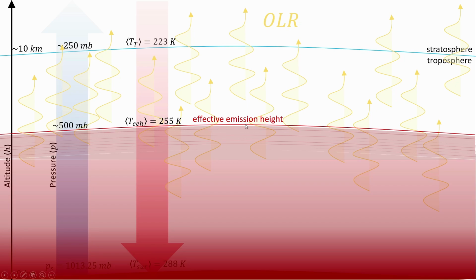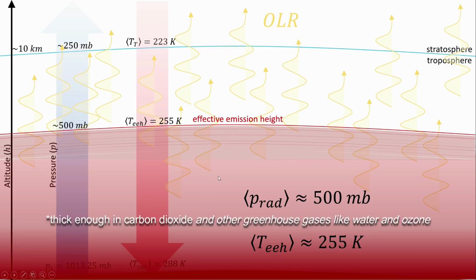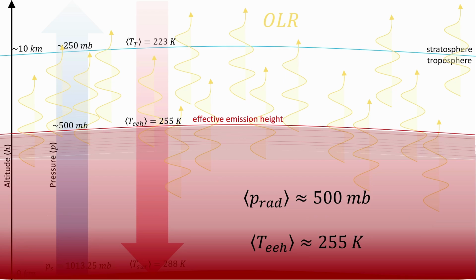It's just that the effective emission height is the average height at which the OLR is escaping back to space. And so we have the average pressure of radiation here at about 500 millibars, and the average temperature at the effective emission height is about 255 Kelvin. Like I said, the effective emission height is just the average height at which all of this radiation is actually leaving the Earth, because we have this gradient of carbon dioxide where below the effective emission height it tends to be thick enough in carbon dioxide that it's going to absorb a lot more.